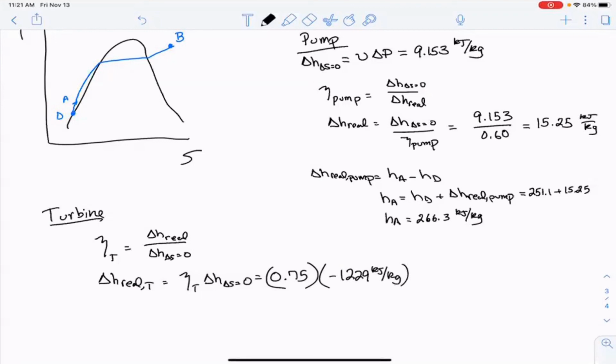And so then delta H real for the turbine is equal to minus 922 kilojoules per kilogram.